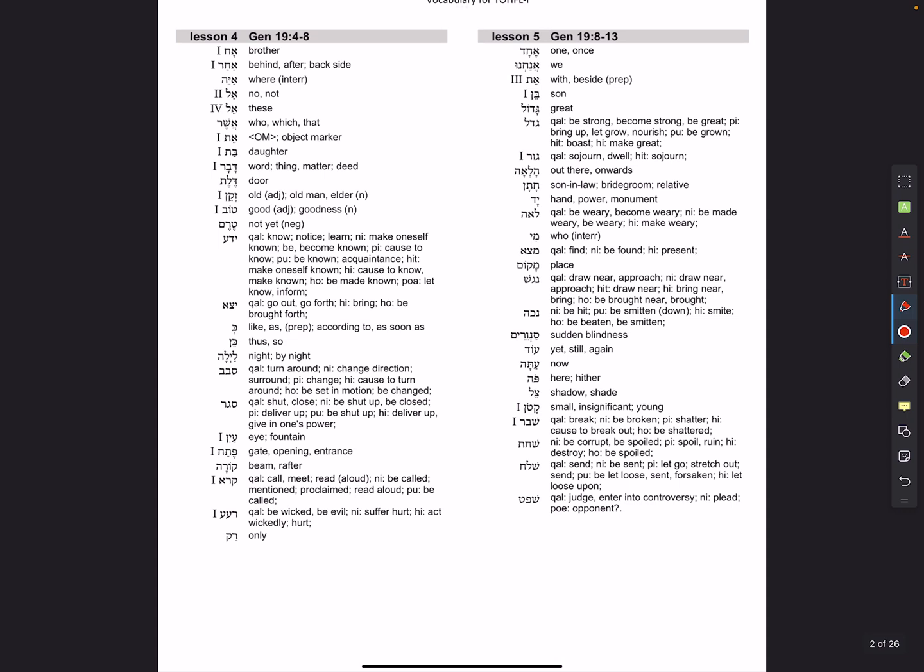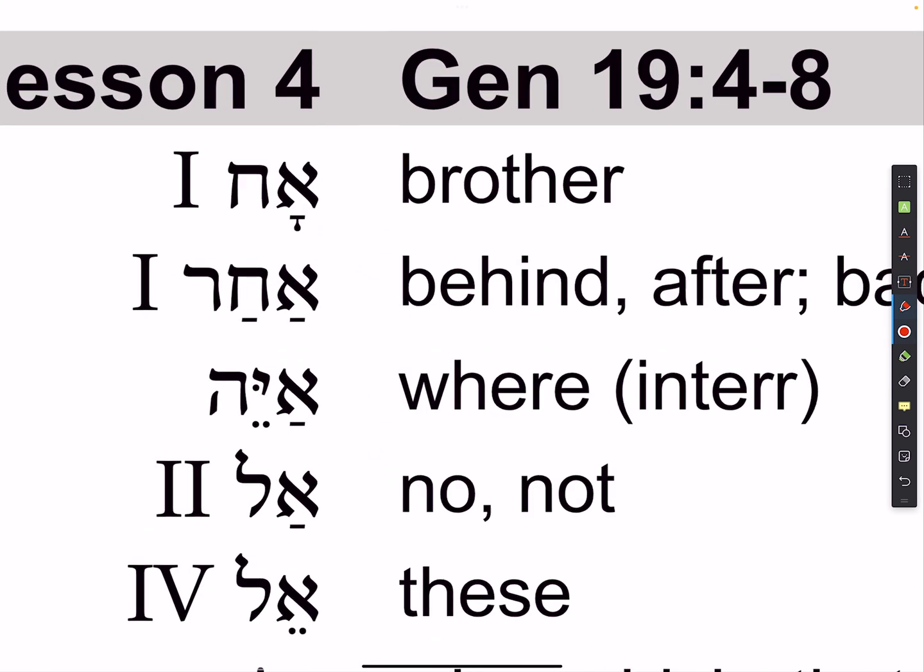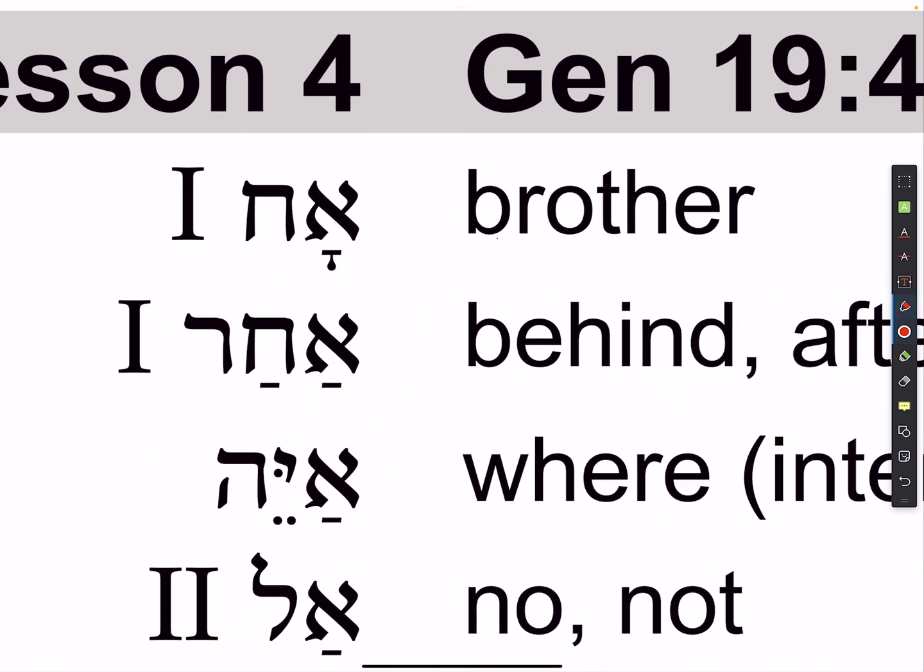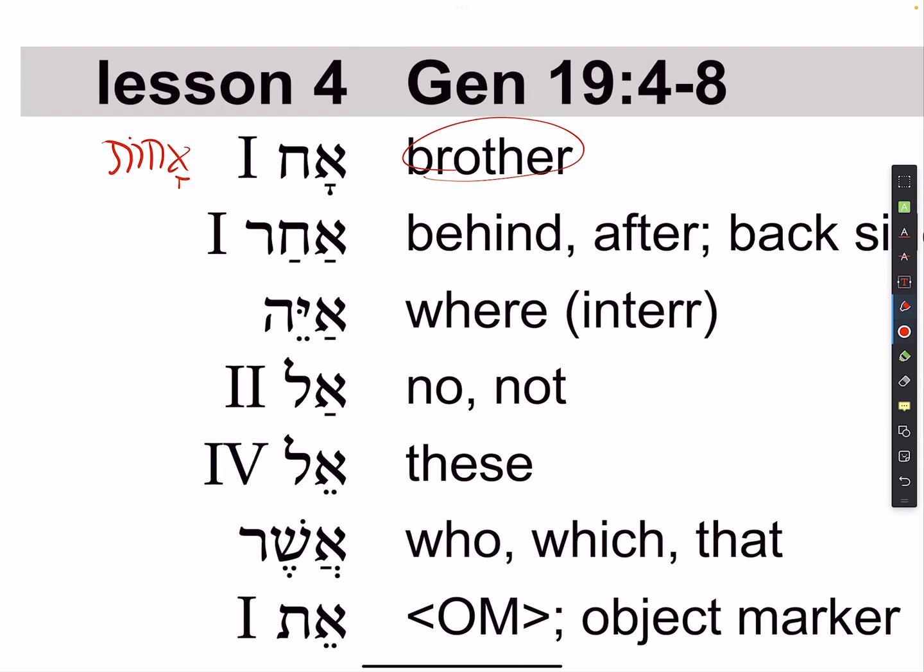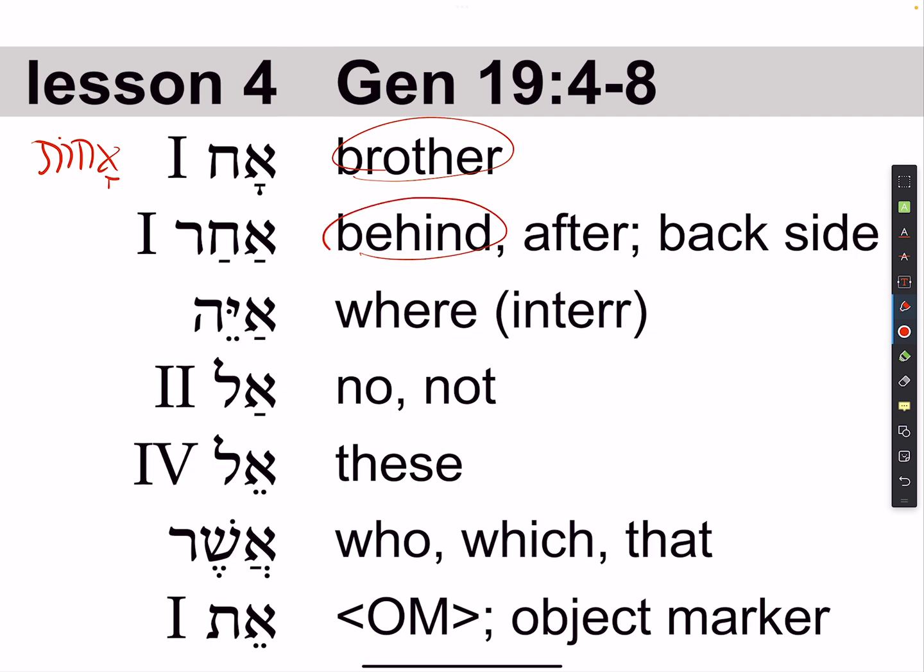Words of lesson number 4. Ach, brother. Achot would be sister. Ach, brother. And achot is sister. Achar, a preposition, behind. Achar.